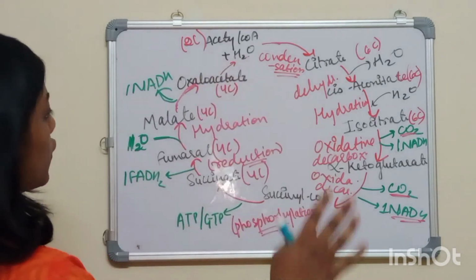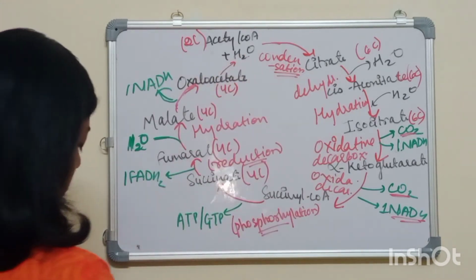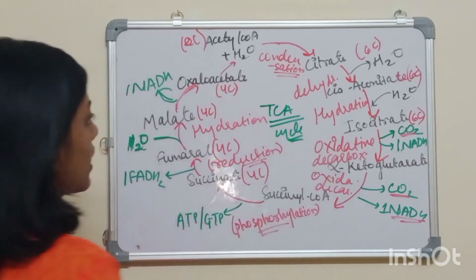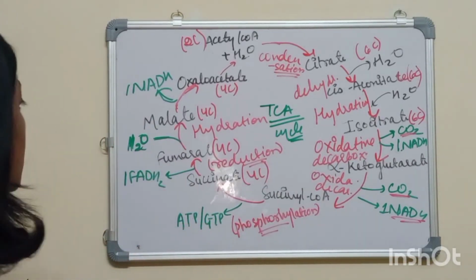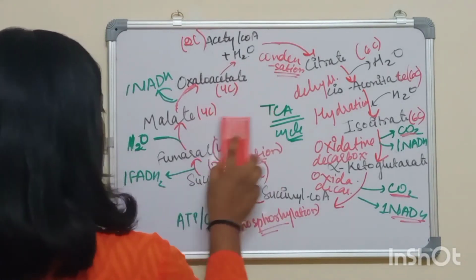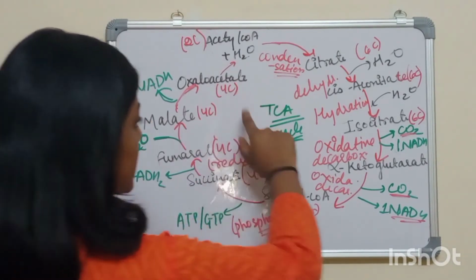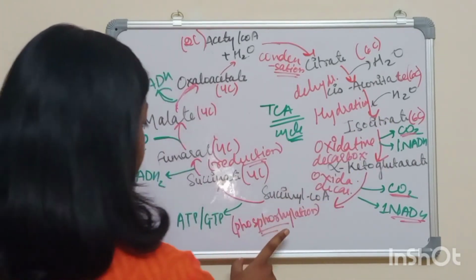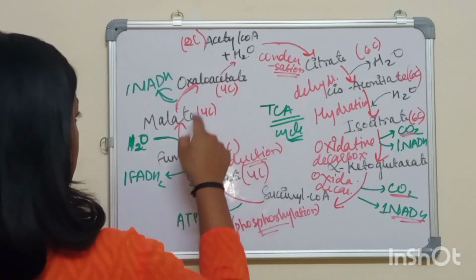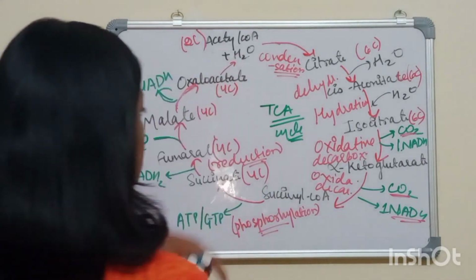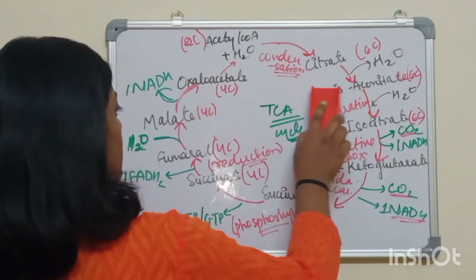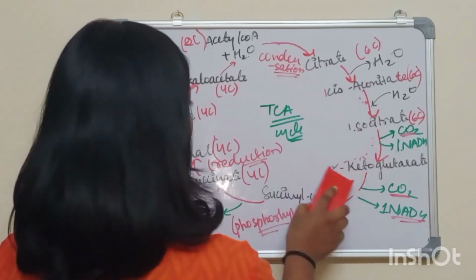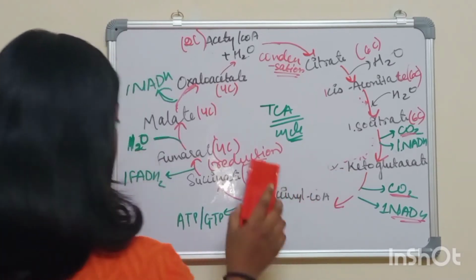So this is the overall reaction of the TCA cycle. This is the TCA cycle. Okay. Now condensation was there, then dehydration, hydration, oxidative decarboxylation, then phosphorylation, then reduction, then hydration, and then it again forms oxaloacetate. Okay. So this is the overall reaction of the TCA cycle or the citric acid cycle.